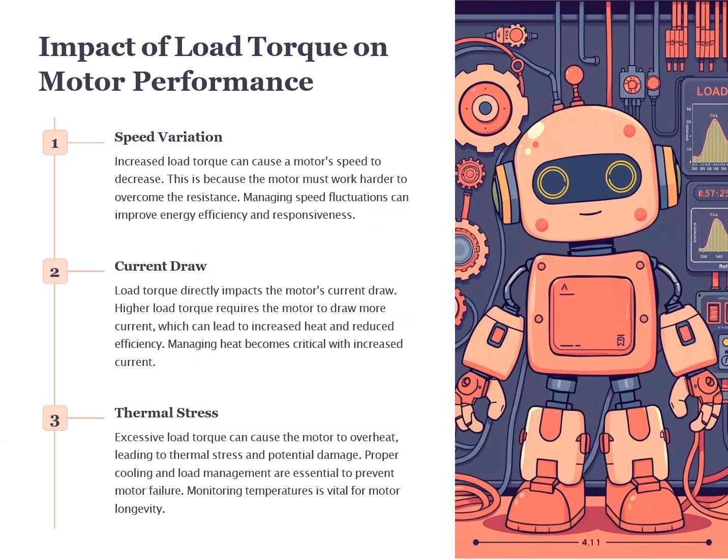Now let us discuss the impact of load torque on motor performance. Load torque directly affects three key aspects of motor operations. First is speed variation, then current drawn, and thermal stress. Speed variation occurs when increased load torque causes the motor speed to decrease. This is because the motor has to work harder to overcome the resistance. Managing speed fluctuations is crucial for maintaining energy efficiency and system responsiveness.